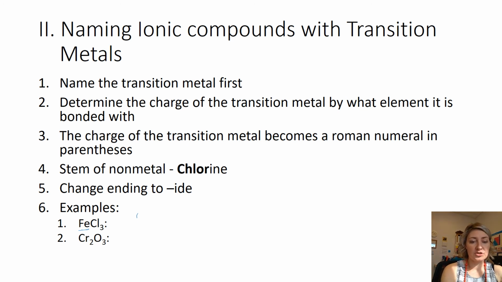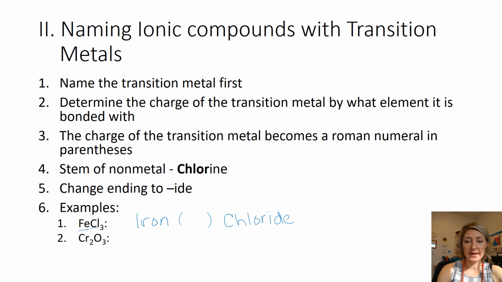So let's start by just writing the name out, iron. Now I need to determine what's going to go in these parentheses, and I'm going to hold off on that because I'm going to just get the rest of the name out so I don't forget. It is bonded with chlorine for the nonmetal. I take the stem of that, chlor, and I change the ending to ide. So I know this is iron chloride. What's left for me to determine is, is it iron +2 or +3?